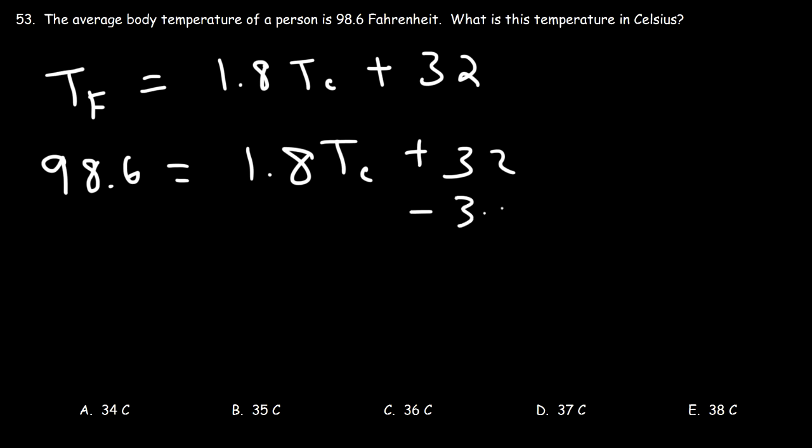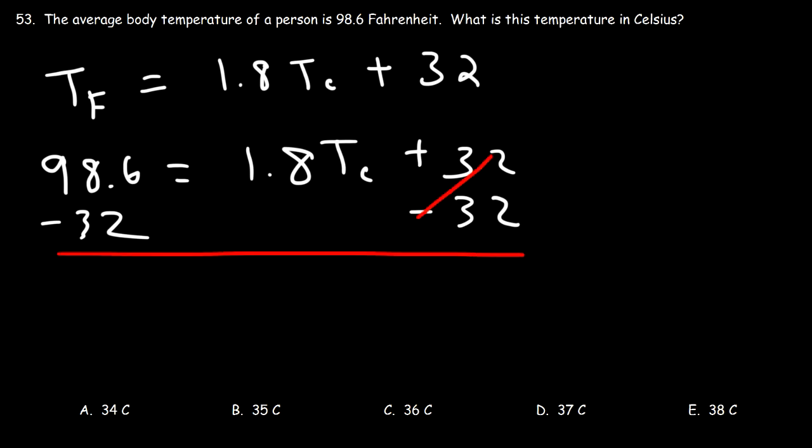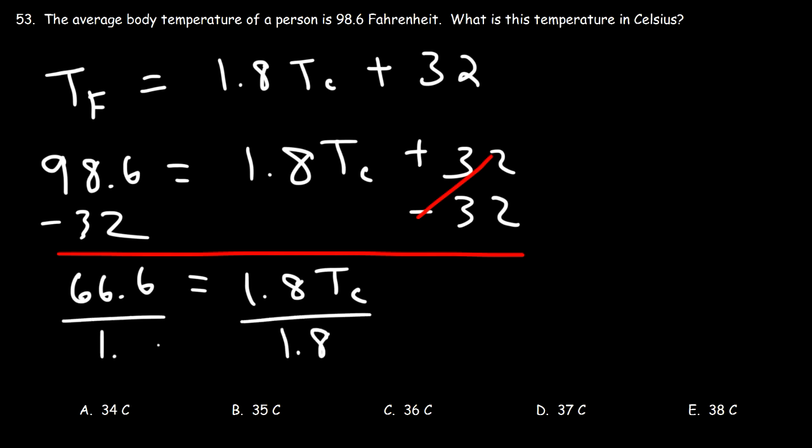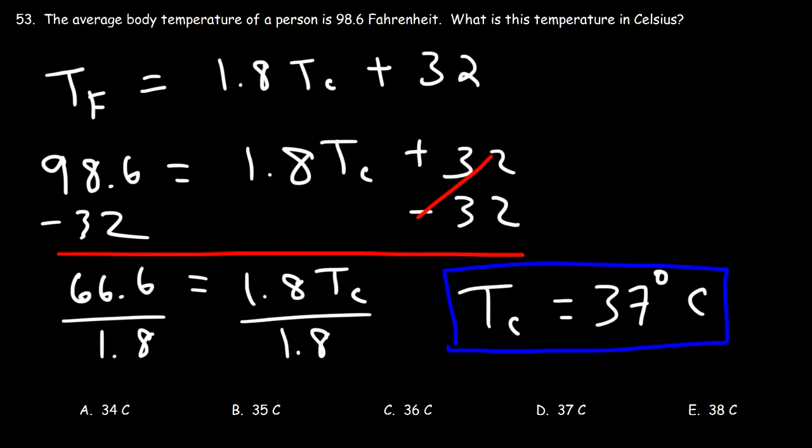So the first thing we need to do is subtract both sides by 32. And so these numbers will cancel. 98.6 minus 32, that's 66.6. So we have 66.6 equal 1.8 times the Celsius temperature. So now let's divide both sides by 1.8. If we do so, this will give us a Celsius temperature of 37 degrees. And so that's the average body temperature in Celsius, which means D is the right answer.